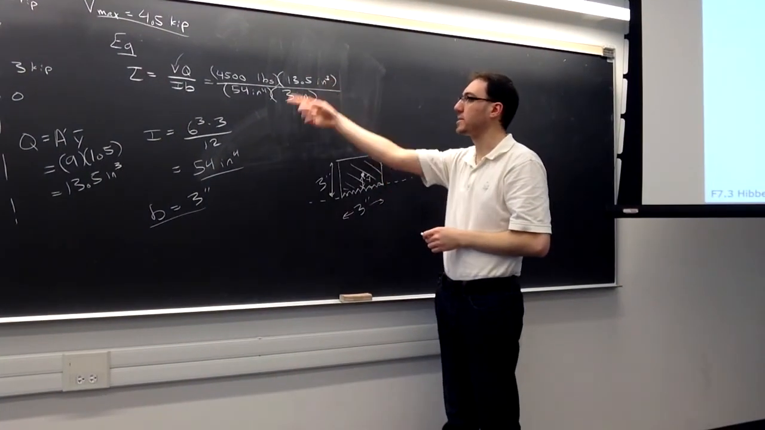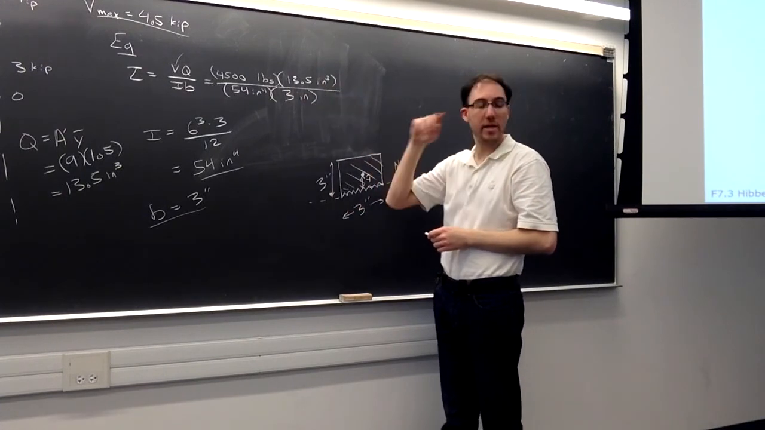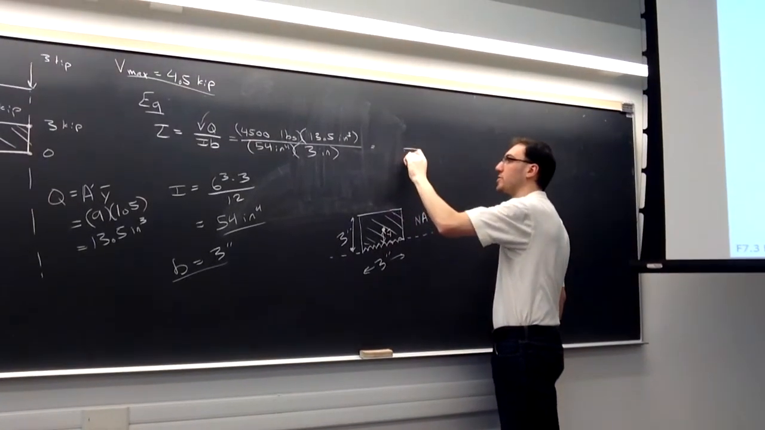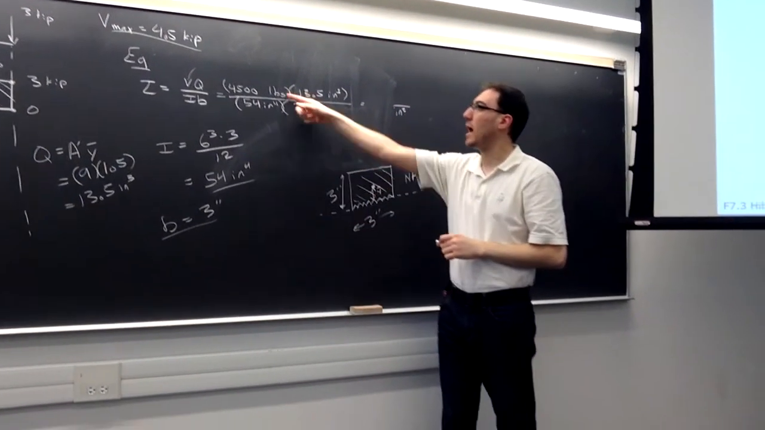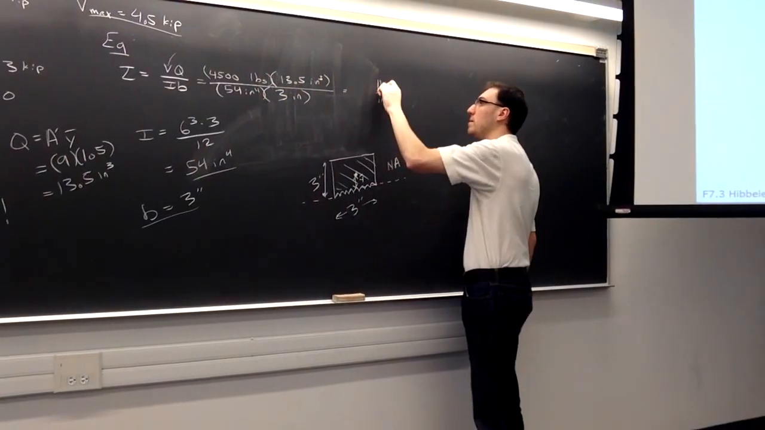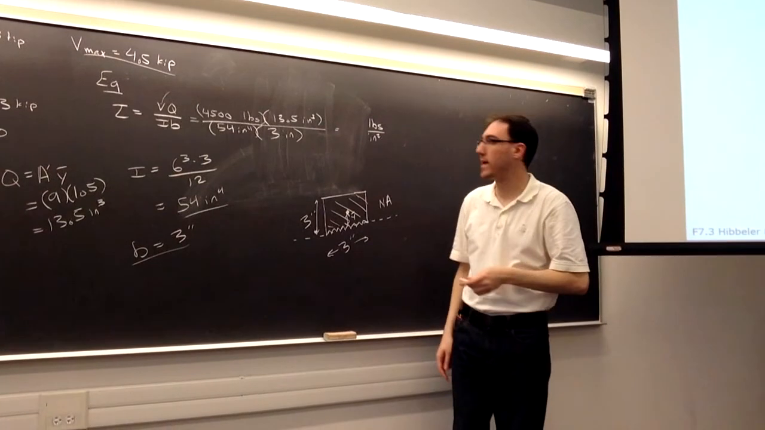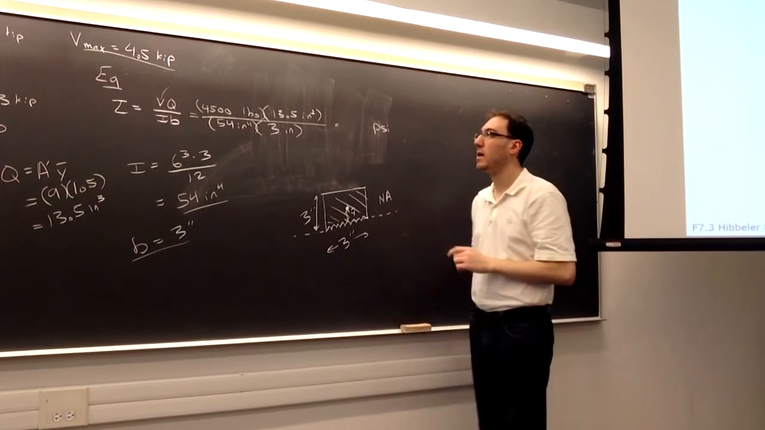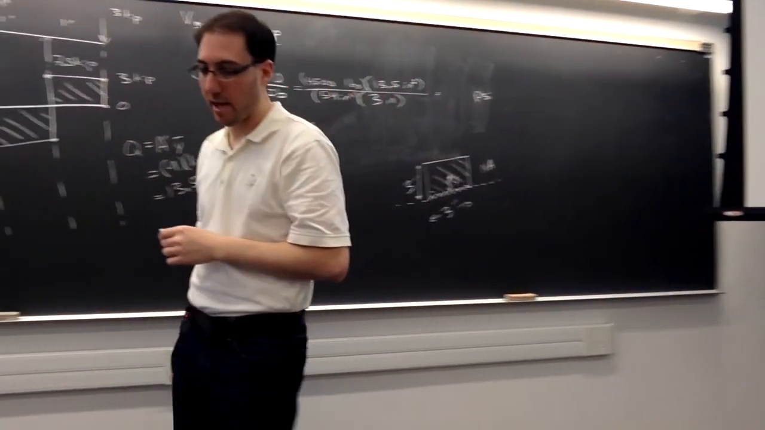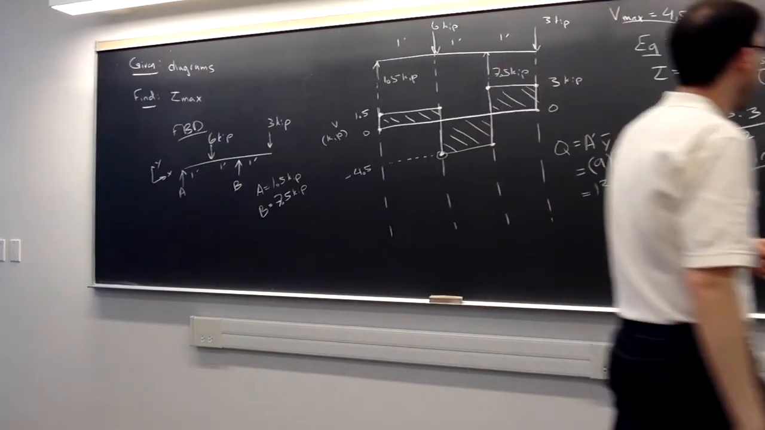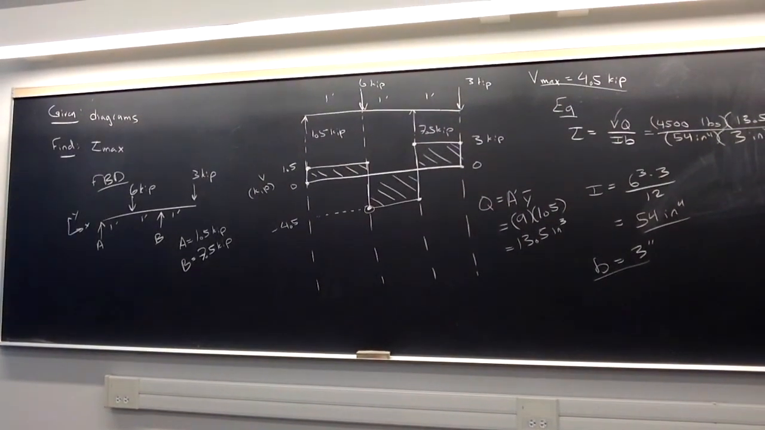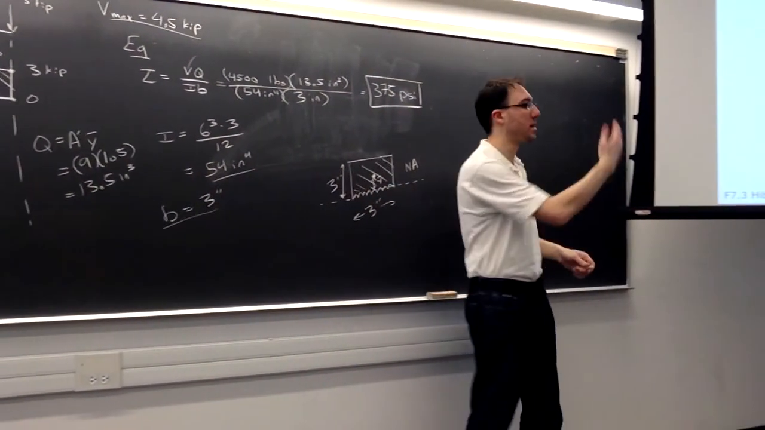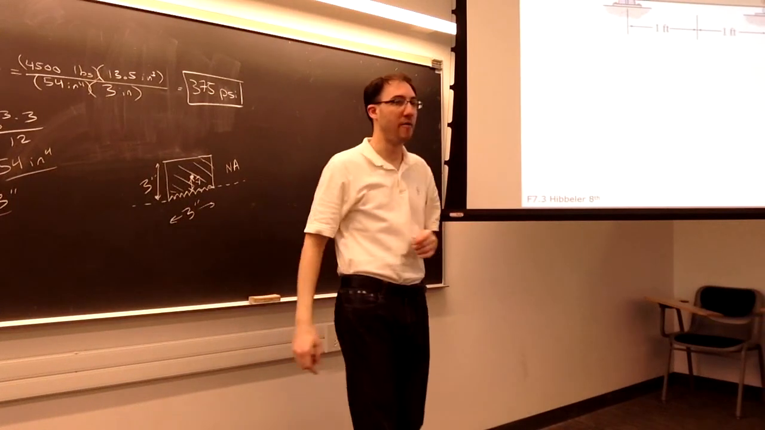And checking out our units so that we're consistent, I have inches to the third on top, I have inches to the fifth on the bottom. So my answer will be in inches squared on the bottom. I have pounds on the top and none on the bottom. So my answer will be in pounds per square inch, or more simply, PSI. And if I take all my numbers, I'm going to get that my shear stress is 375 PSI at the neutral axis. So that is the maximum anywhere along the length and along the height of my shear stress.